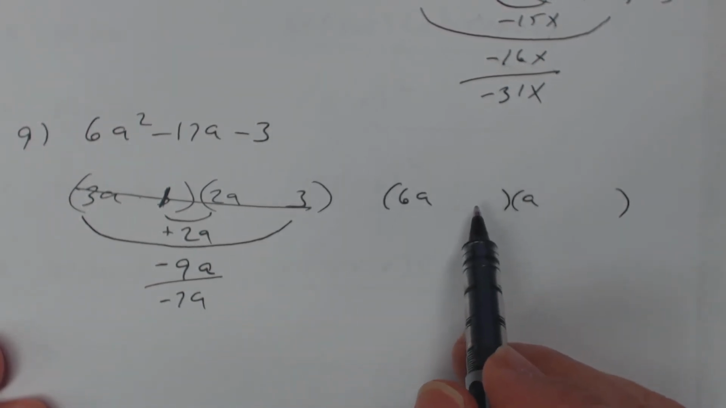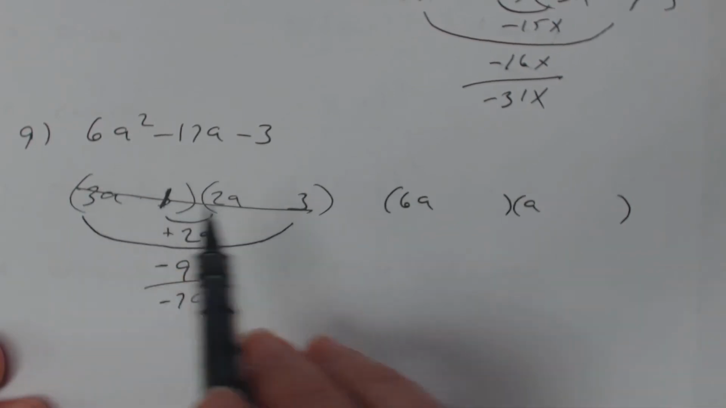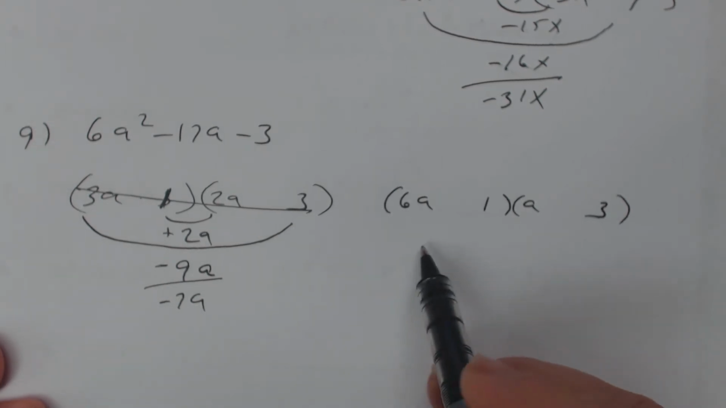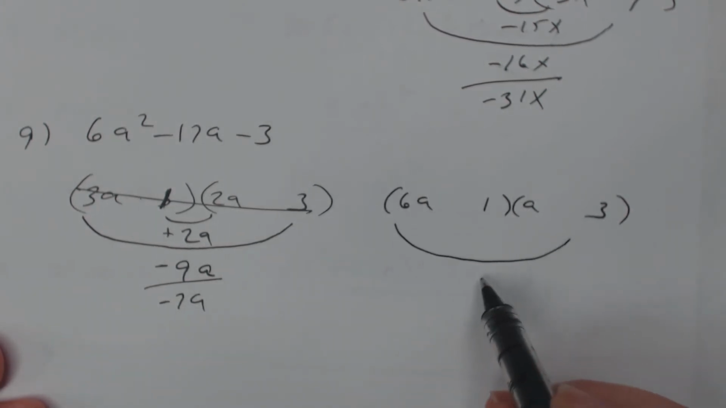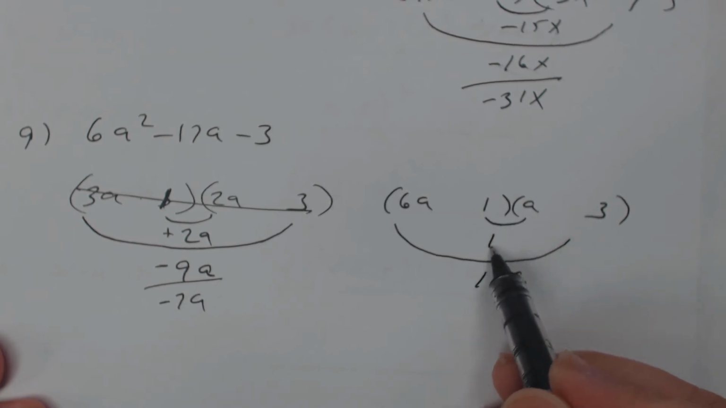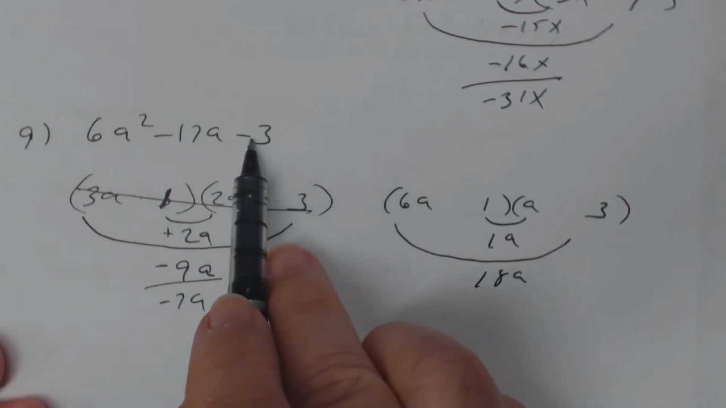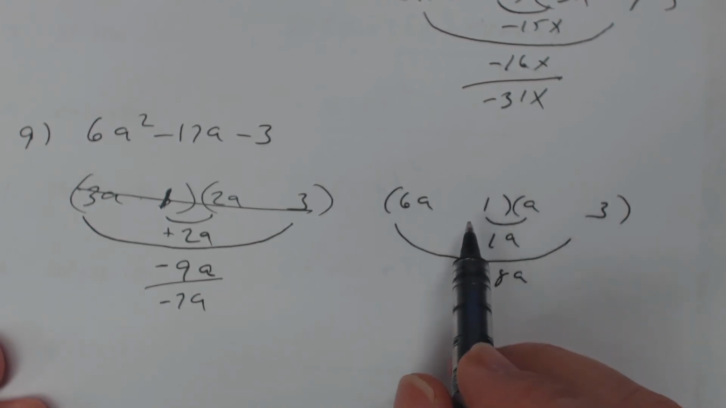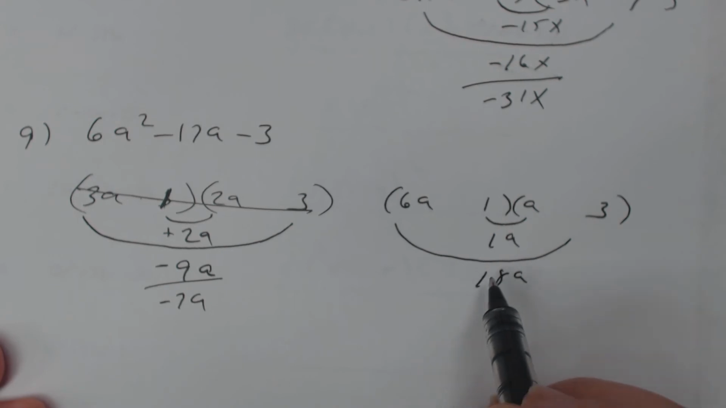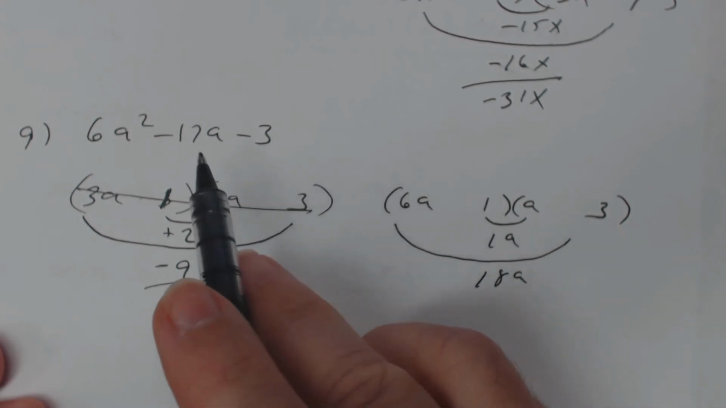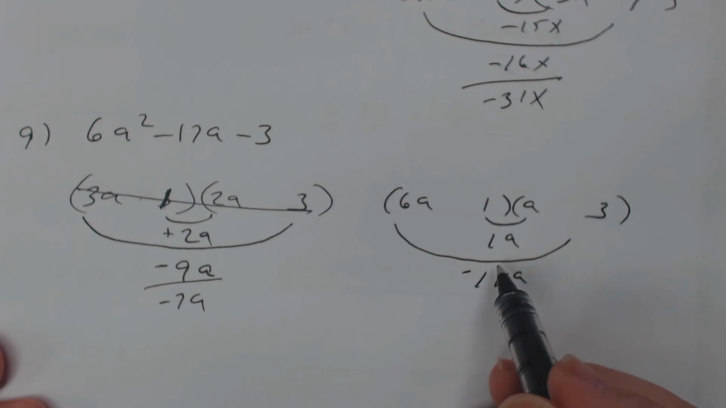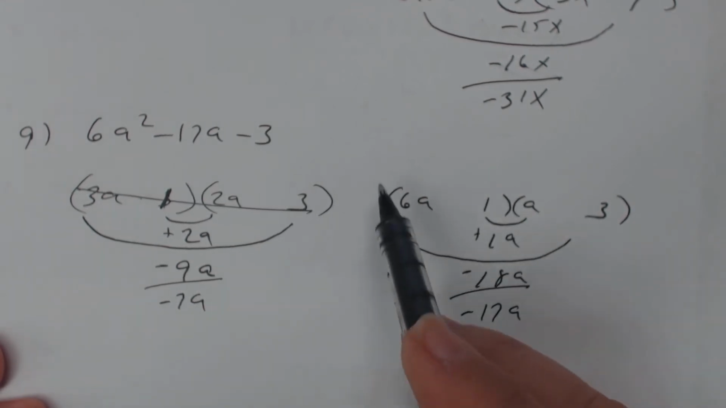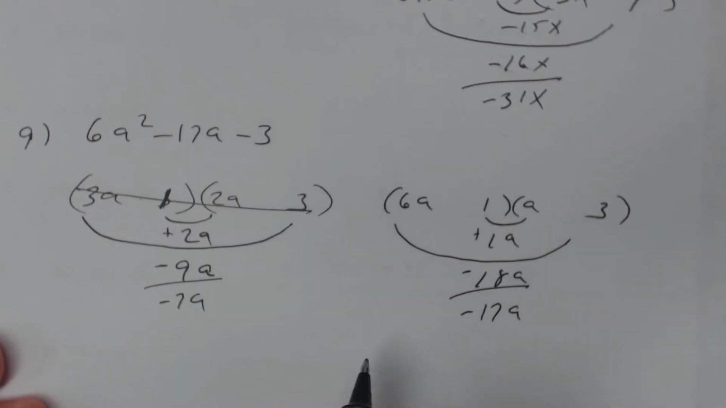Again, I can't put a 3 here for the same reason as earlier. So the 1 has to go here, the 3 has to go here. Now let's check it. The outer is 18a, the inner is 1a, the last sign's negative, so one of them is negative and the other one's positive. The larger of these will take the middle sign. So 18a is going to be negative, 1a is going to be positive. And when I add them up, I do get that negative 17a, which is what I wanted.